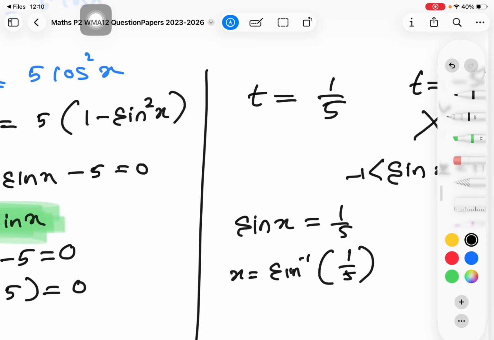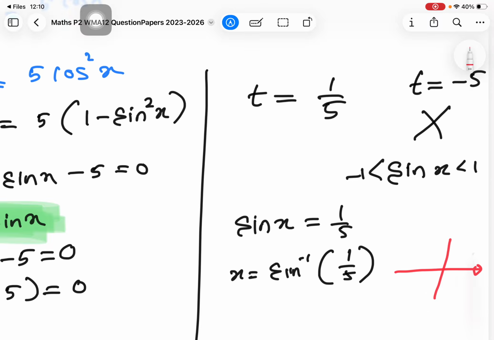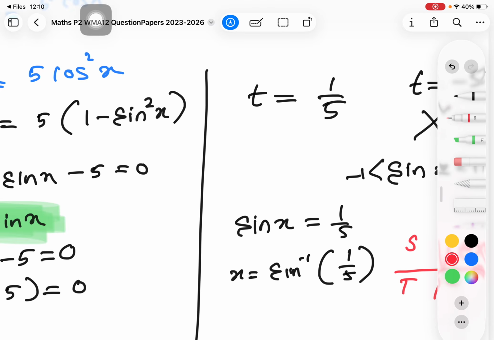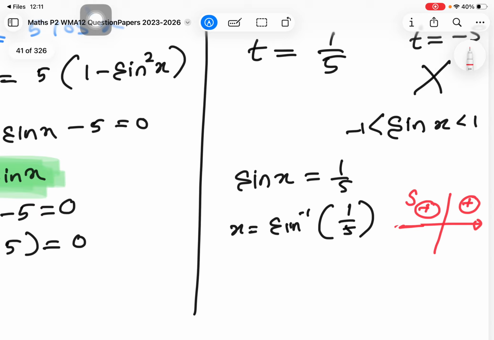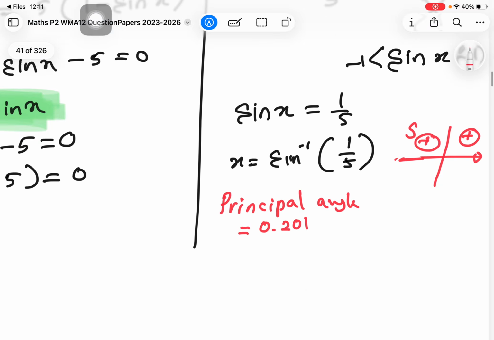If we think about the quadrants, here we need just sine. Sine is positive in these two quadrants. This is the principal angle, the sine inverse value in radians, which is 0.201. So one value of x is 0.201, and another x is pi minus 0.201, which is 2.941. These are the values that we can get.